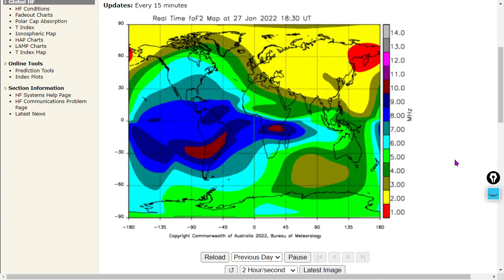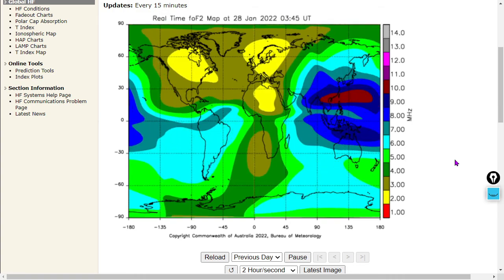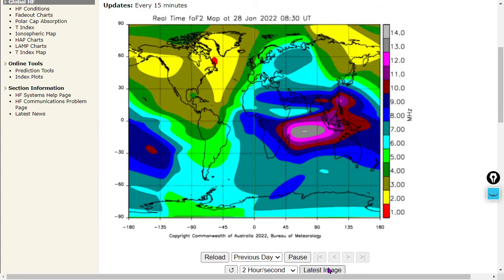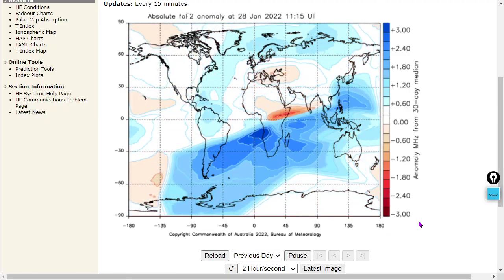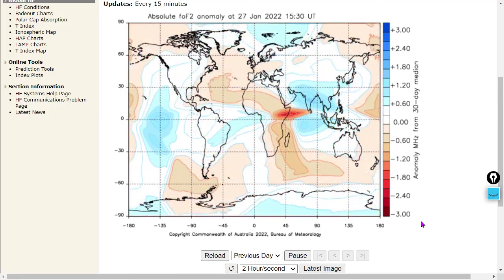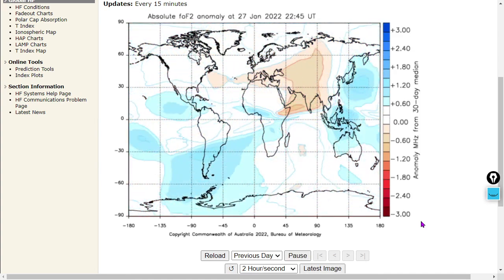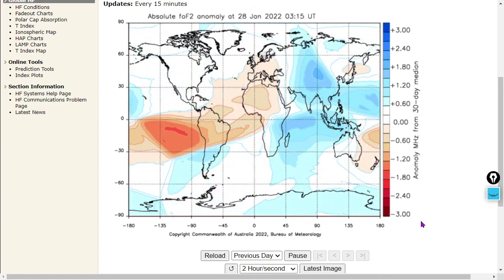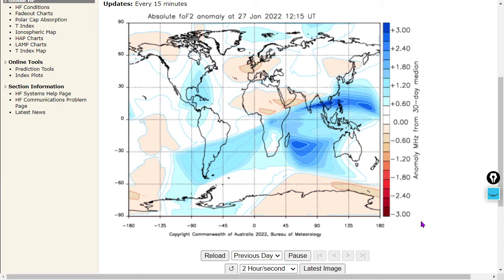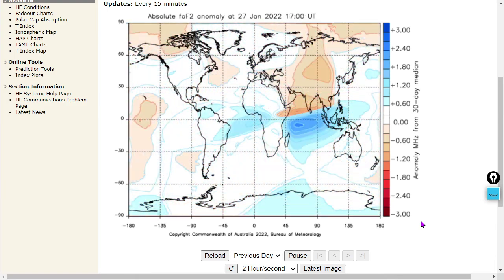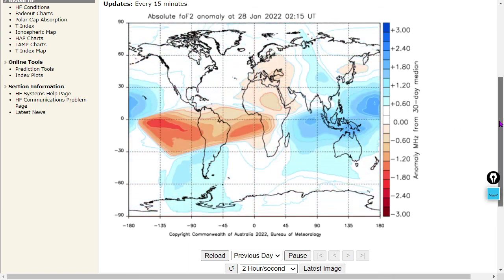This data courtesy of Australian Government Bureau of Meteorology. And here's the latest image. We'll also show the anomalygram. This is showing you anomaly in megahertz from the 30-day median. And we see lots of high-frequency anomalies here south of the equator at the moment in the past 24 hours, and continued swings in anomalies over Central Africa.